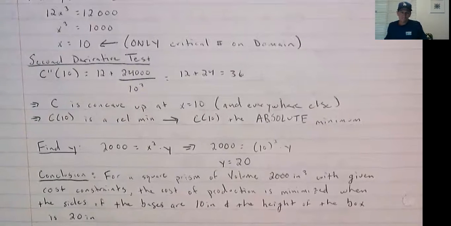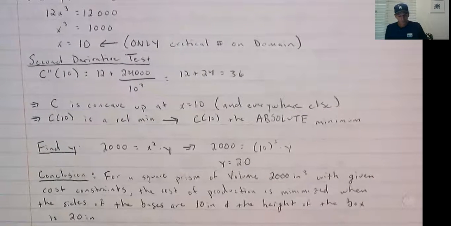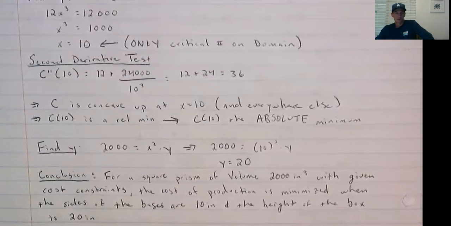Okay. And again, if we had been asked or wanted to, we could find out what that actual cost is by doing C of 10, which I guess you can do real quick in your brain. 2,000 divided by 10 is 200. It's going to be 200 plus 600, 800 inches. Sorry, 800 cents. So $8. It's an expensive box.